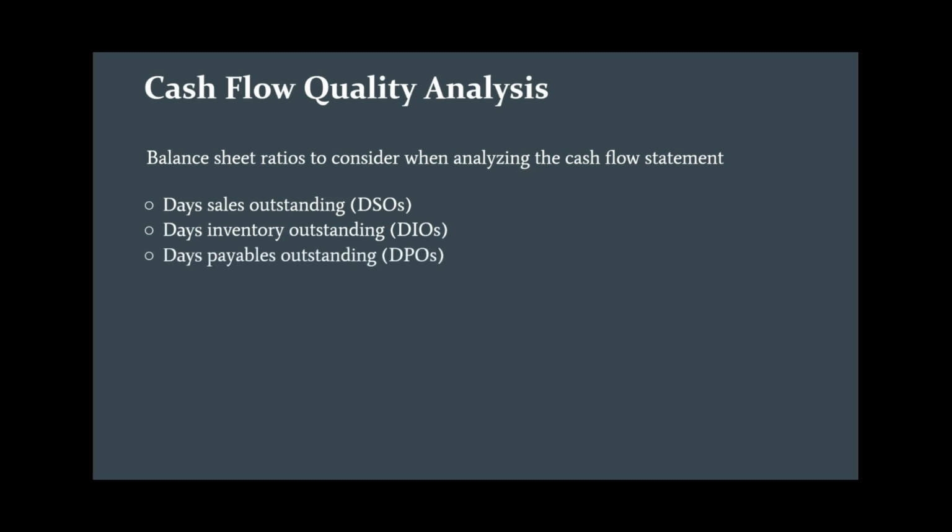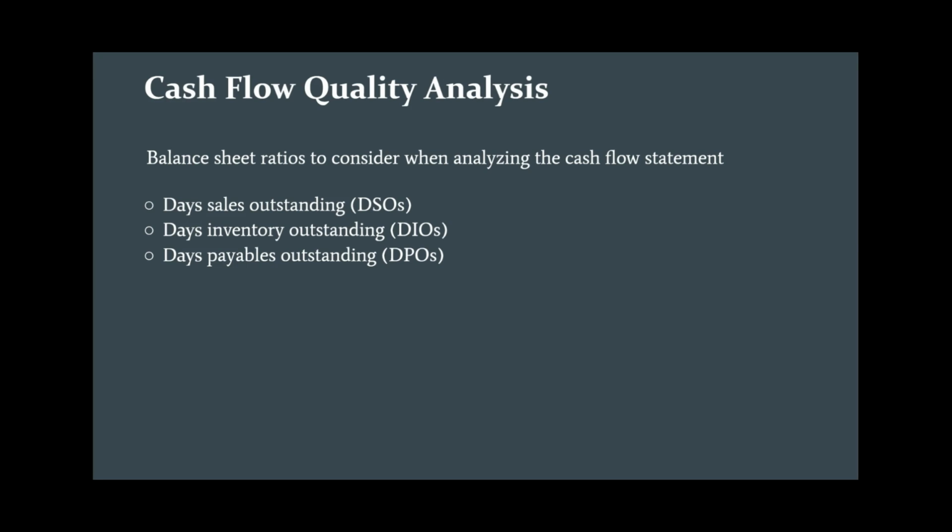Some balance sheet ratios can also indicate cash flow quality issues, and some of these ratios to consider include days sales outstanding, which measures how quickly a company collects its receivables, days inventory outstanding, how quickly the company takes to convert its inventories to sales, and days payables outstanding, how quickly the company pays its suppliers. So all of these indicate liquidity and affect a company's liquidity. So analyzing these ratios as well can help you to assess a company's cash flow quality.